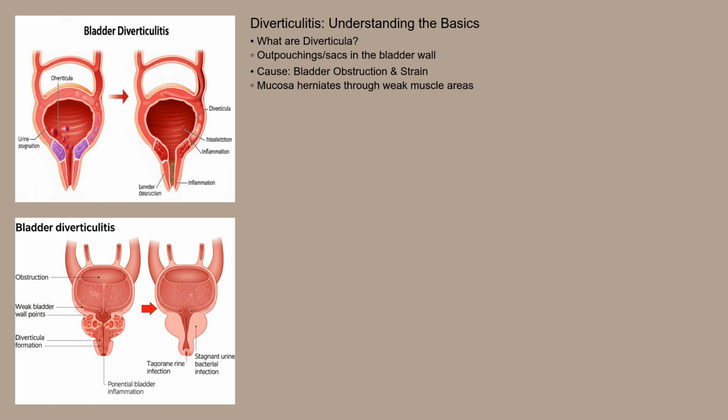These outpouchings don't effectively contract with the rest of the bladder during urination. Urine tends to stagnate within them. This stagnant urine becomes a breeding ground for bacteria, leading to infection, inflammation, and ultimately diverticulitis. The inflammation further weakens the diverticulum wall, potentially leading to complications like rupture, although this is rare.